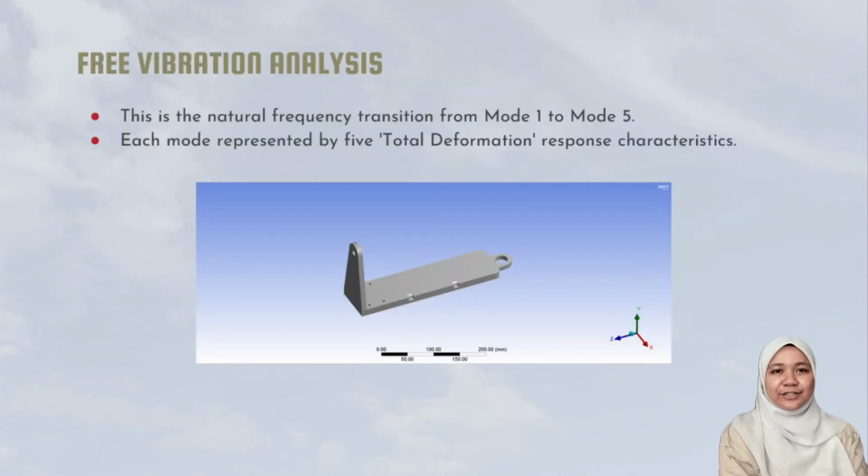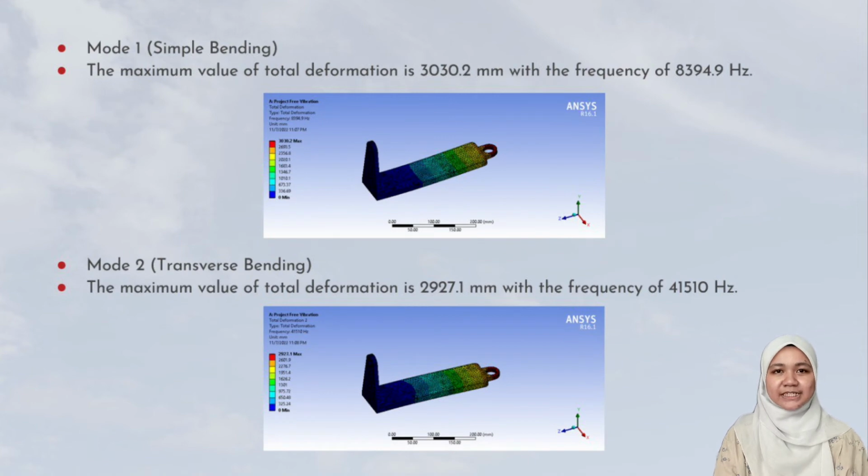For the result of free vibration analysis, this is the natural frequency transition from mode 1 to mode 5. Each mode of natural frequency will be represented by 5 total deformation response characteristics. Total deformation 1 represents the deformation for mode 1, which is simple bending. The maximum value of total deformation recorded is 3030.2 mm with the frequency of 8394.9 Hz.